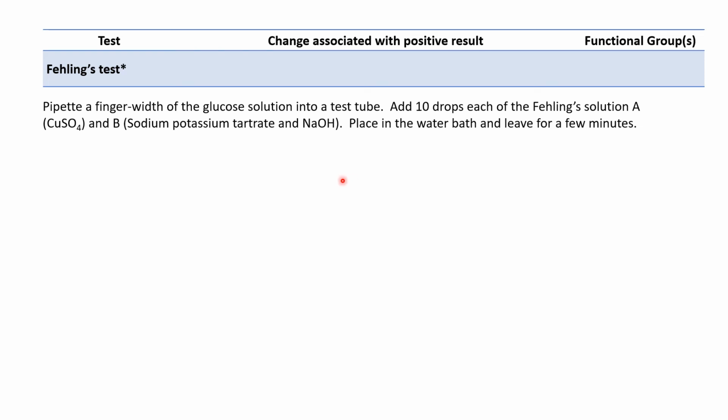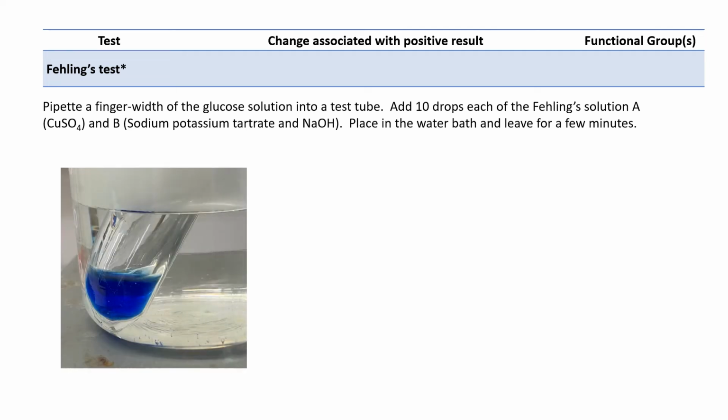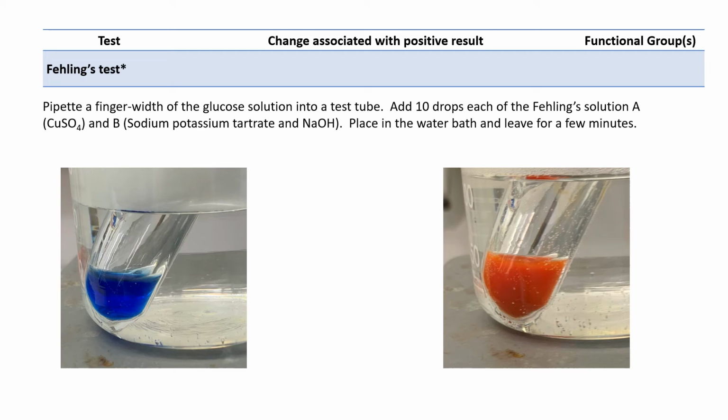Most complicated one really to do. You need to make up 2 solutions, Fehling's solution A, which is essentially copper sulfate, and solution B, which is sodium potassium tartrate and sodium hydroxide, placed in a water bath, leave a few minutes. Initially it's got this lovely blue of the copper 2+, and it turns to this red precipitate.